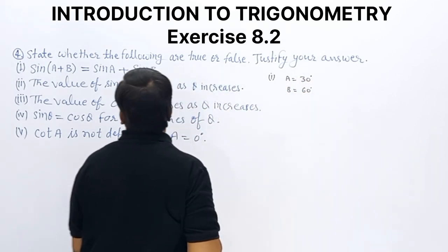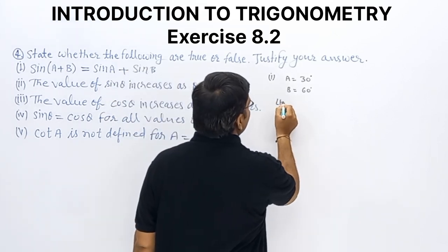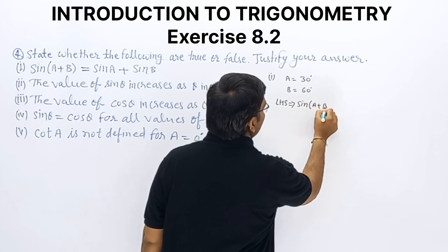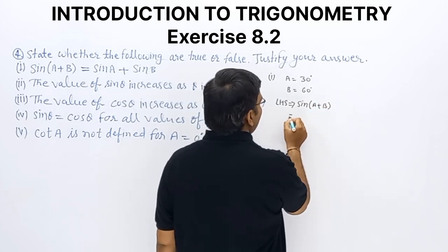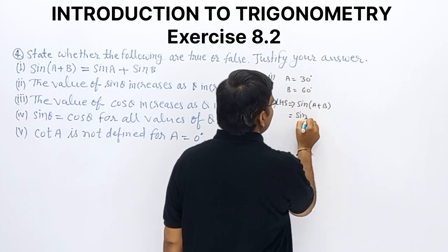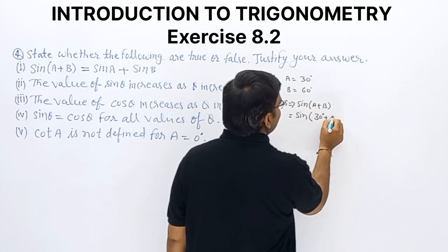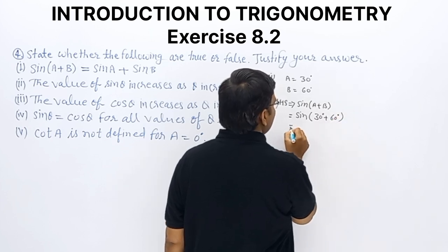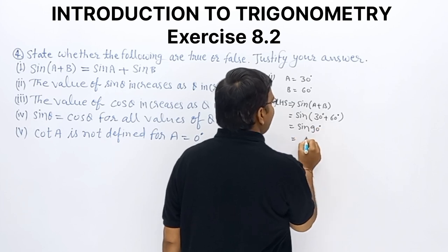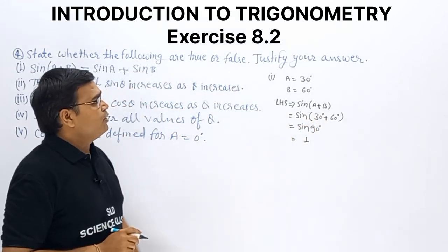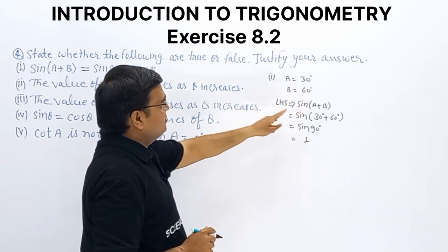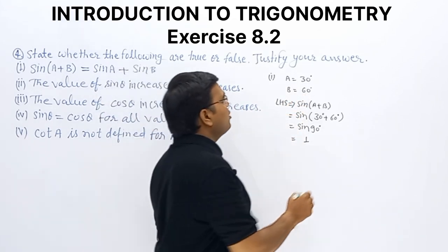I am taking the left hand side. What is the left hand side? Sine (A + B). Observe carefully, it is easy. A is 30 degree and B is 60 degree. I am putting sine (30 degree + 60 degree). 30 degree plus 60 degree will be what? Sine 90 degree. And what will be the value of sine 90? It is 1. So once we put 30 degree and 60 degree, in the left hand side we are getting 1. So what about the right hand side?